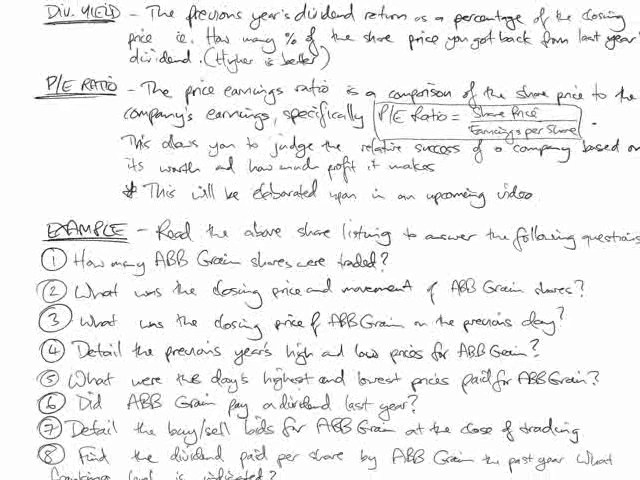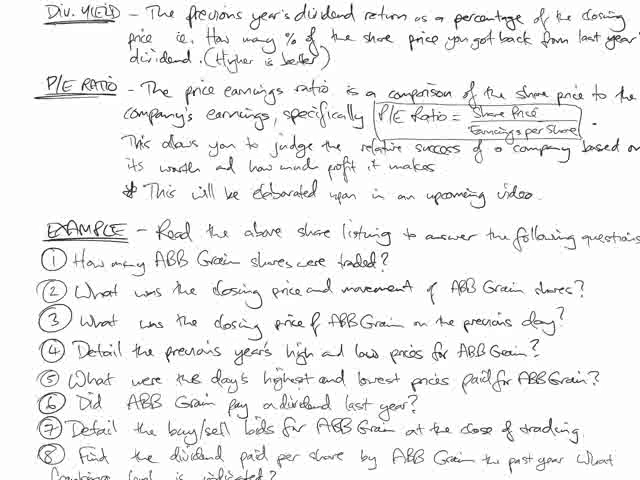PE ratio is the price earnings ratio. It compares the share price to the company's earnings. Specifically, the PE ratio is the company's share price relative to however much money it earns per share. So it gives you a way to judge how successful a company is based on how much it's worth, given by the share price, and how much profit it makes divided by the number of shares. We'll elaborate on that in our upcoming exercise. So that's just a general gist of those columns.